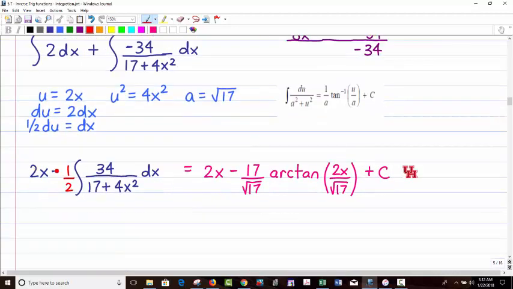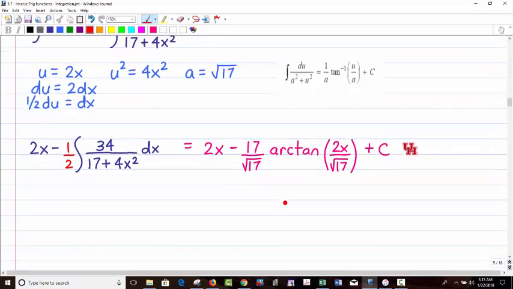So you have 2x minus the 1/2 coming here from the du part that comes outside. So the negative 1/2 and the 34 is going to make negative 17. And then the 1 over a is the square root of 17 on bottom. So I went ahead and multiplied the constant times the 1 over a. And it's arctan of u over a, 2x over square root of 17.